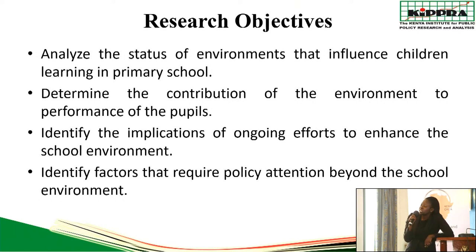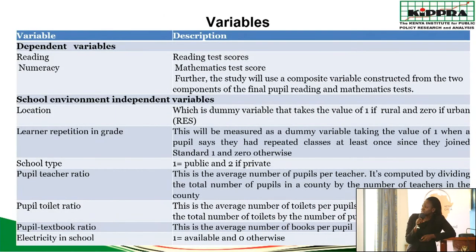This leads us to the research objectives, which are as follows on the screen. We are going to analyze the status of the environment that influences children's learning in primary schools, and we also determine their contribution to performance. You can maybe assist to refine them to read well as research objectives, but that is the aim of the study: the environmental factors, both at school and at home, that affect learner performance. That is the key objective of the study. So those are the variables.